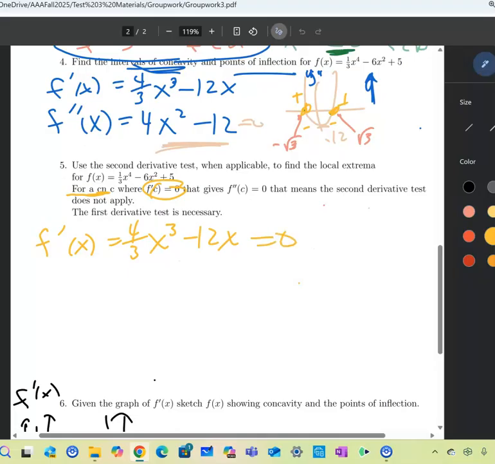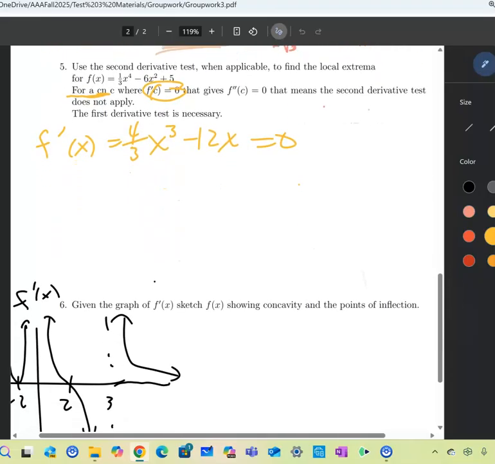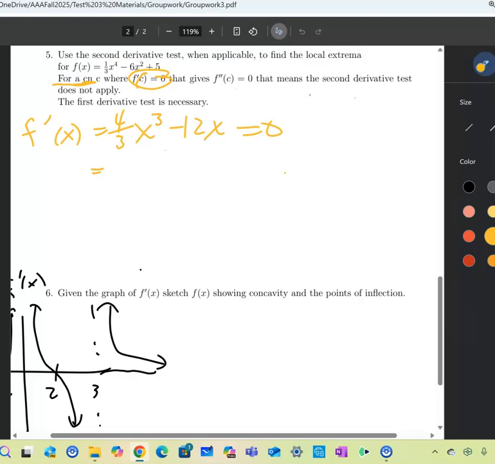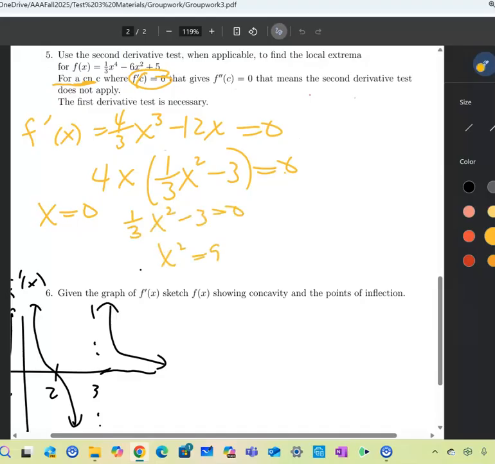Set that equal to 0 and let's see what that gives us. Is there anything I can factor out? Yes, I think I can factor out a 4x. That'll give me 1/3 x squared minus 3. So that gives me x equals 0 and 1/3 x squared minus 3 equals 0. x squared is 9, so x is plus or minus 3.